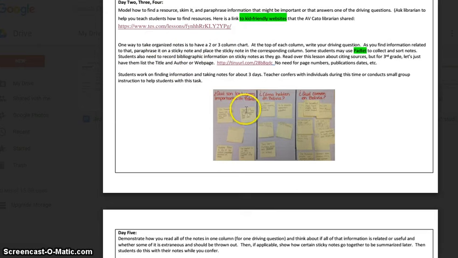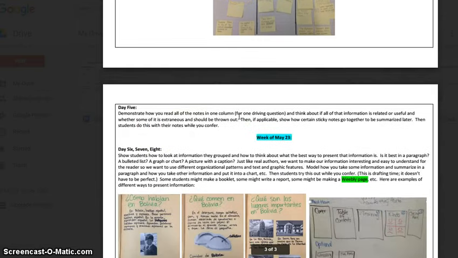One way to have a really organized way of doing it is that you would have your 2 or 3 driving questions on a bigger sheet of paper, and then anytime they take notes that answer one of those questions, they put the sticky note right under that question. It helps them keep their notes organized. Then on day 5, you are going to demonstrate how you read all of the notes in a column and think about all that information. Are some of these things related? Can some of these things be combined? Is there anything in here that doesn't really fit in that I need to take out? So you're just trying to help them group information and prioritize the most important information.